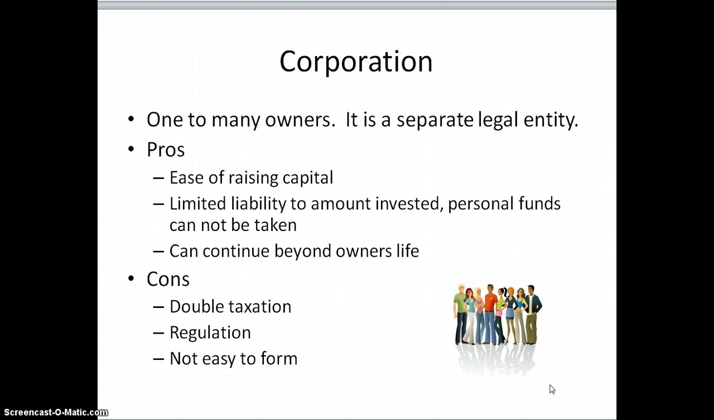There are cons to corporations. First of all is double taxation. The business will pay taxes because it's its own separate legal entity, but also the person who is the investor, in the form of dividends, will receive the profits of the corporation, and they will also pay taxes on that. So you're taxed twice at a corporate level.